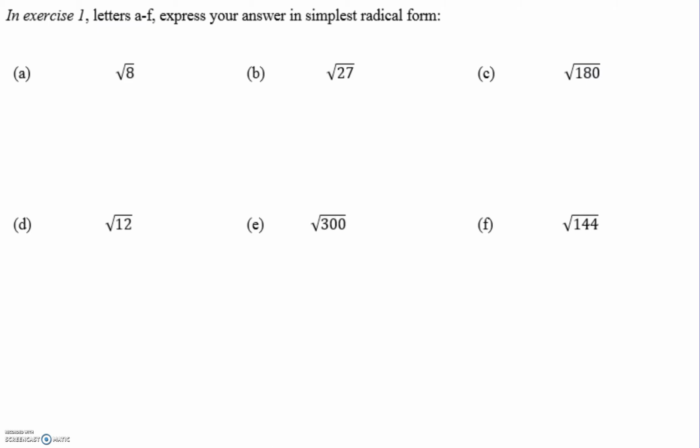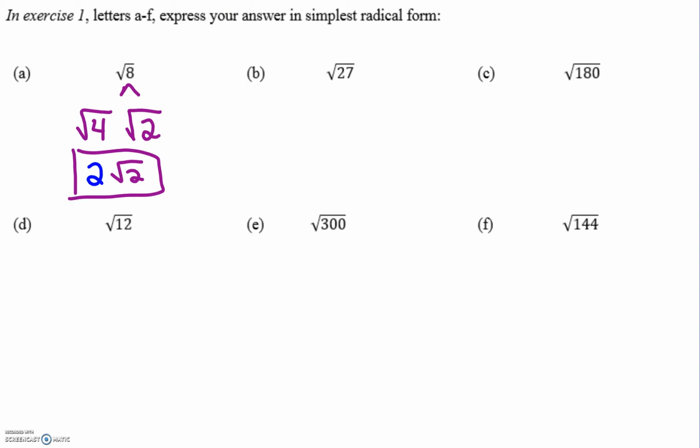So we're just going to continue on. The square root of 8, we want a perfect square and a non-perfect square. So the largest perfect square that goes into 8 is 4, and I'm left over with a radical 2. The square root of 4 is 2, and I'm left over with radical 2.